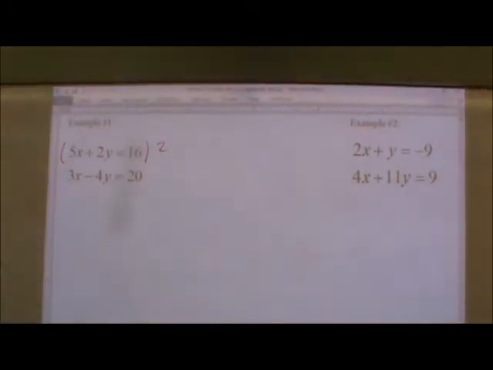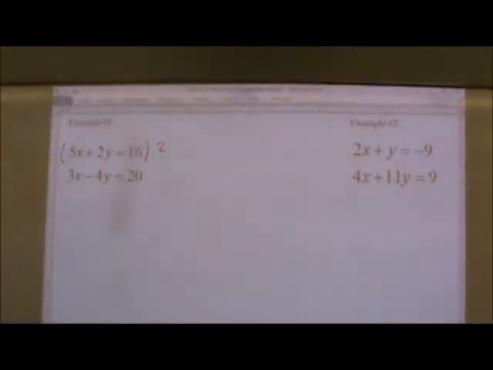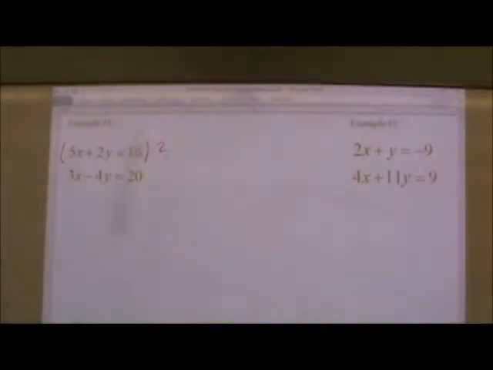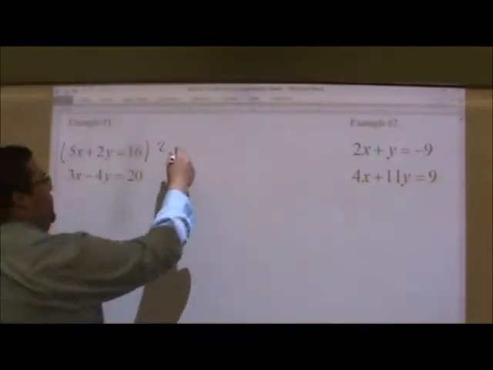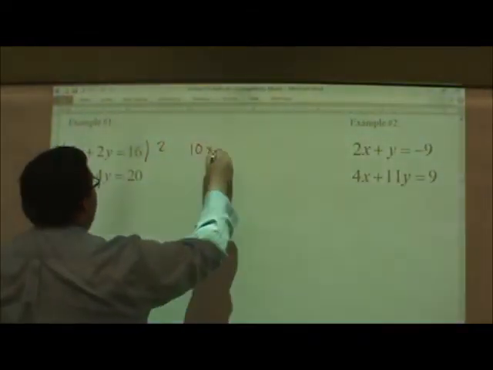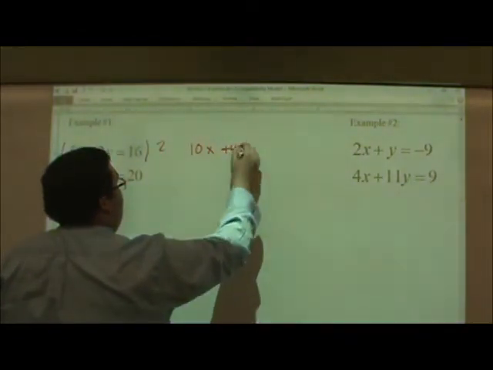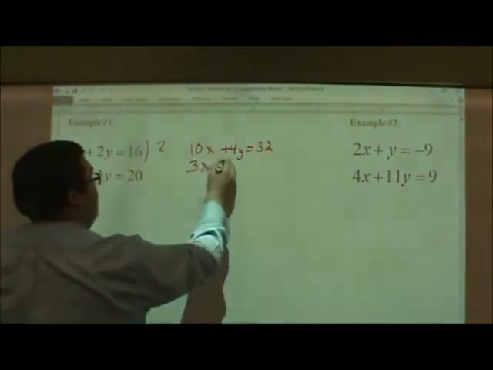And some of you are saying, well, Mr. Nickerson, you must be completely blind. That says negative 4. It's okay. We're just saying 2 times 2 gives me positive 4 because we want a positive and a negative. So we're going to multiply the top equation by 2. So that's going to result in 10x plus 4y equals 32. The bottom equation hasn't changed.